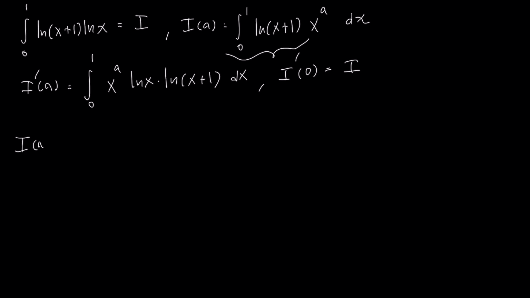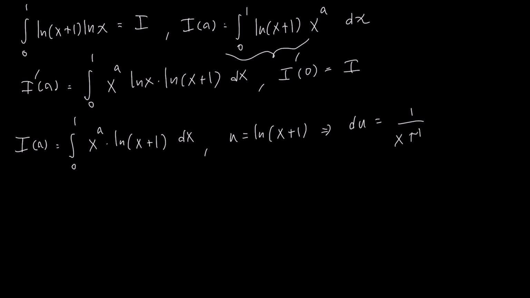So we said that I of a is the integral from 0 to 1 x to a times the natural log of x plus 1 dx. We could use integration by parts. So we'll let u equal the natural log of x plus 1, which means that du equals 1 over x plus 1 dx. dv will be x to the a, which means that v equals x to the a plus 1 over a plus 1.